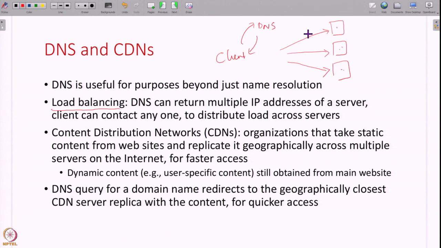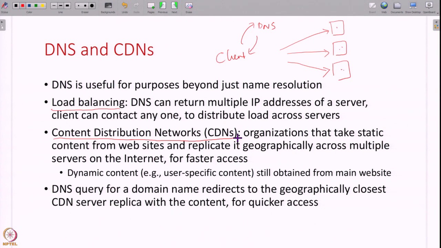So note that DNS does not have to return exactly one unique IP address for every domain name, it can return multiple IP addresses for the purpose of load balancing, so that clients have the choice. Then the other important concept where DNS is useful is the concept of what are called content distribution networks or CDNs. So what are CDNs?